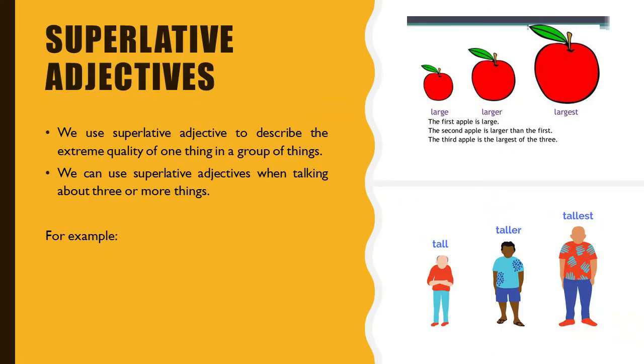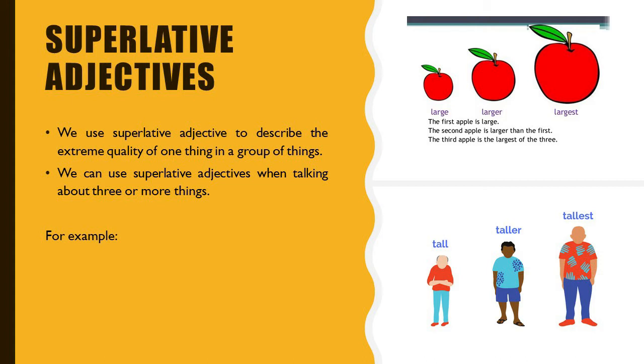As mentioned before, we use superlative adjectives to describe the extreme quality of one thing in a group of things. Also, it says that we can use superlative adjectives when we are talking about three or more things.